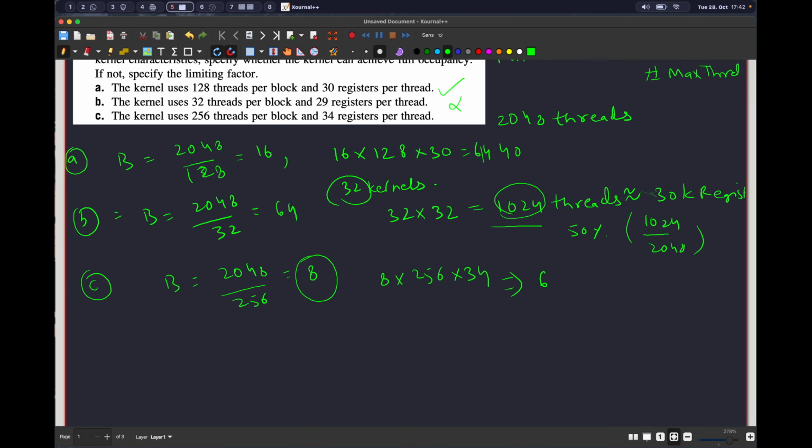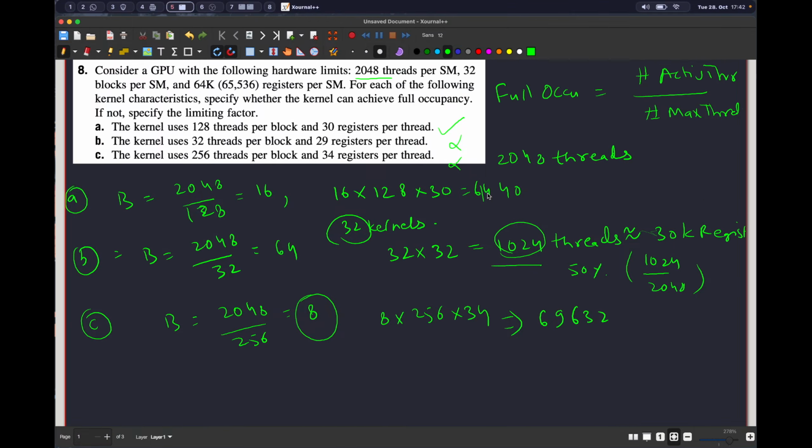Well, it is 69632, which is more than our registers. So we cannot have that. We will not achieve full occupancy in this case as well. So only the first case would be the one where we can achieve the full occupancy. The limiting factor in the second case would be the number of blocks, and in the third case it is the number of registers per thread.